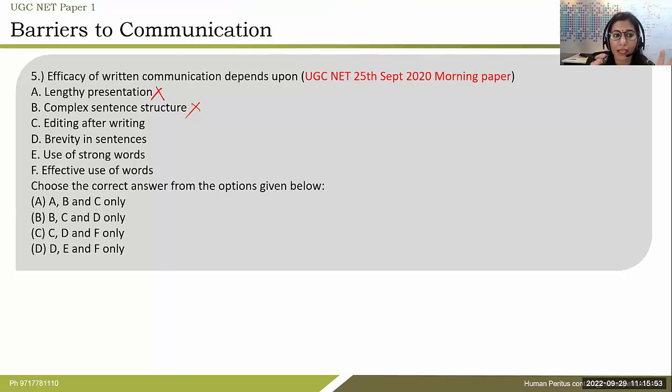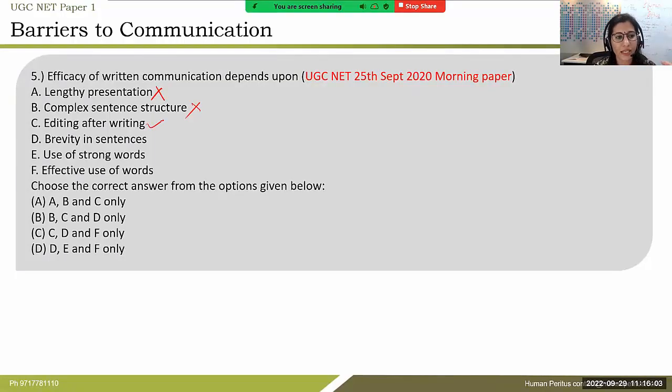Yes, when you write and you edit, when you edit the message which you have written, you exclude all the flaws there. So C is right here. Brevity in sentences, that is keeping the sentences short and brief. All right, so this is also can make your communication effective.